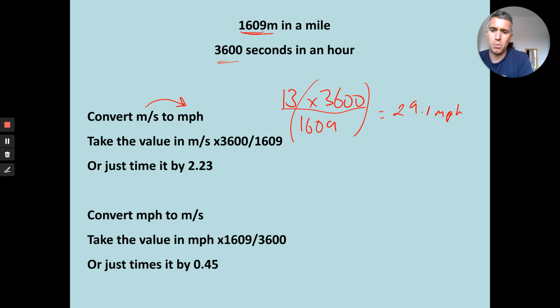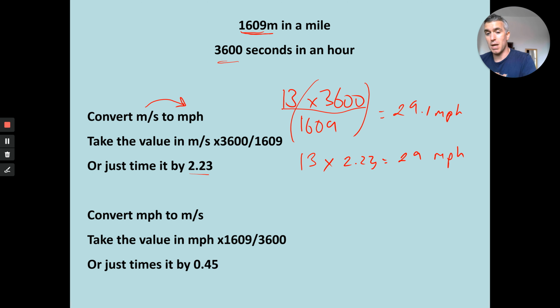Okay? But every time you do it, you do this bit, 3,600 divided by 1,609. So actually, 3,600 divided by 1,609 is 2.23. So if we just do 13 times 2.23, that gives you 29 miles per hour. And so the shorthand way to do it is, if you want to convert meters per second to miles per hour, times it by 2.23.